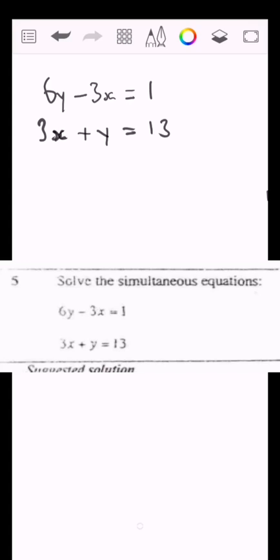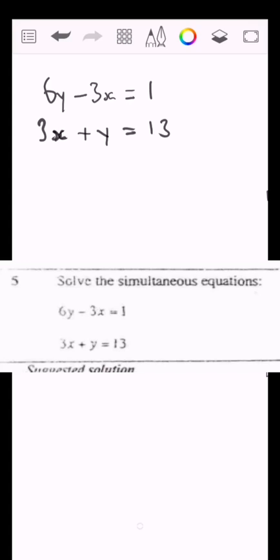We are going to solve simultaneous equations. The source of our question is a ZIMSEC paper written in June 2016, and it is a paper 1. ZIMSEC stands for Zimbabwe Schools Examination Council. The question reads, solve the simultaneous equations.